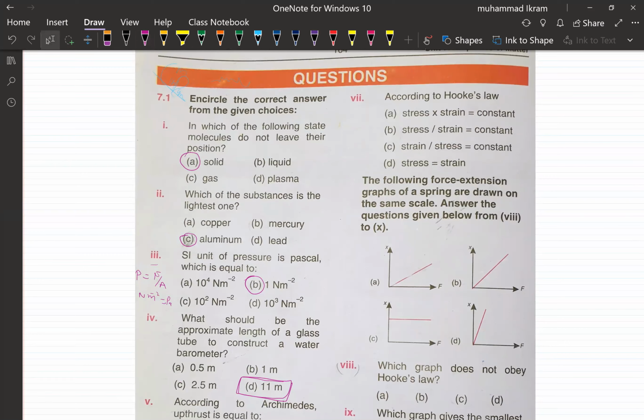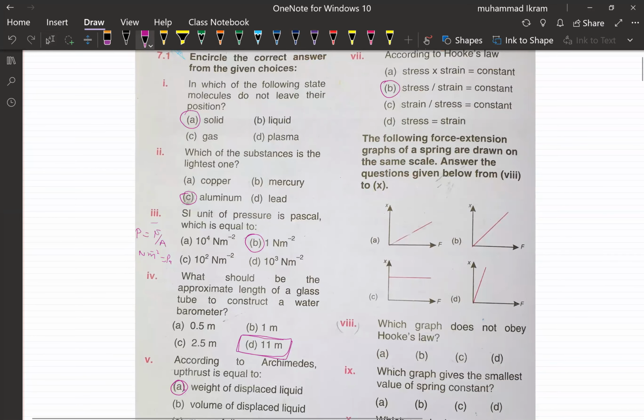Next, according to Hooke's law: option A, the product of stress and strain is constant; the ratio of stress to strain is constant; strain stress ratio is equal to constant; stress is equal to strain. So the correct option is option B. The ratio of stress to strain always remains constant. Now this is very important and more conceptual also.